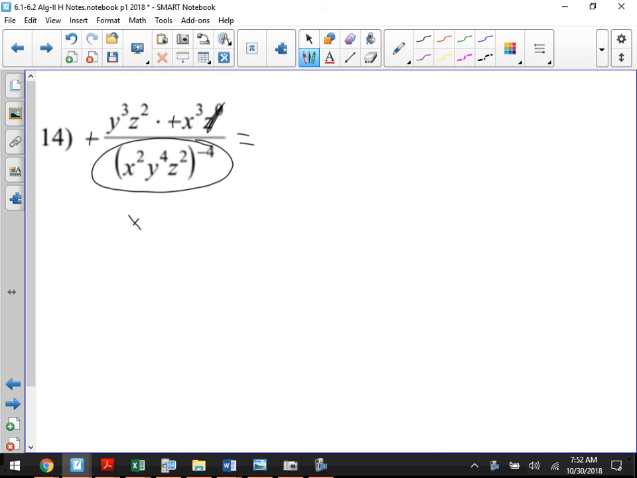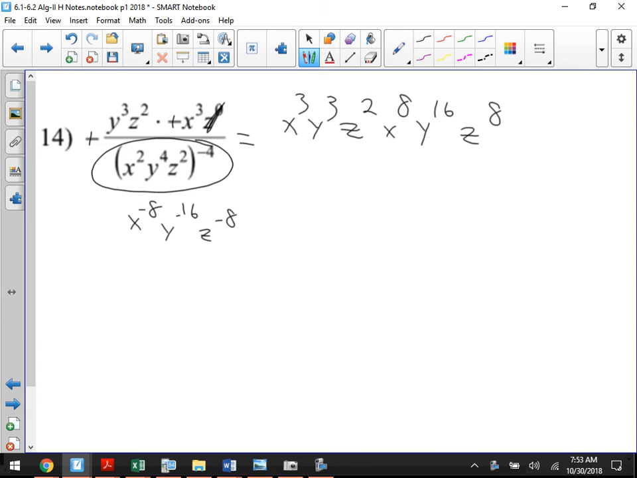Chunk form, I get x to the negative 8, y to the negative 16, z to the negative 8. That's all of that would be down the bottom, but I'm going to send all of it up. So my numerators become x to the third, y cubed, z squared, x to the 8th, y to the 16th, and z to the 8th, just by moving all of that up.